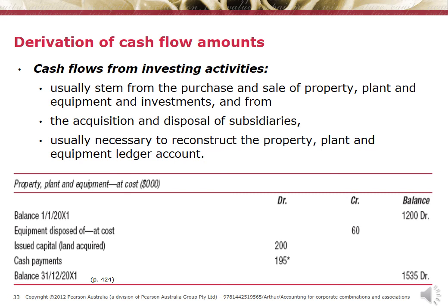Now we're moving on to cash flows from investing activities. As it says here, they usually stem from the purchases and the sale of property, plant and equipment and investments, and also the acquisition and disposal of subsidiaries, which we'll look at in the next objective, and it's not part of this question anyway. And as the last point says, it's usually necessary to reconstruct the property, plant and equipment ledger account to determine if there's any cash acquisitions from this category of non-current asset.